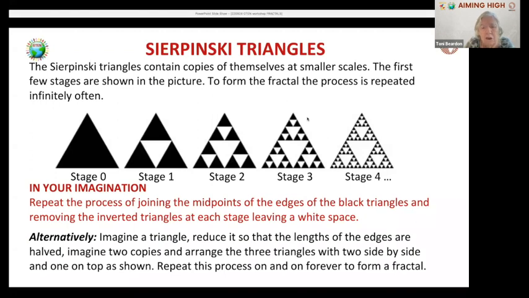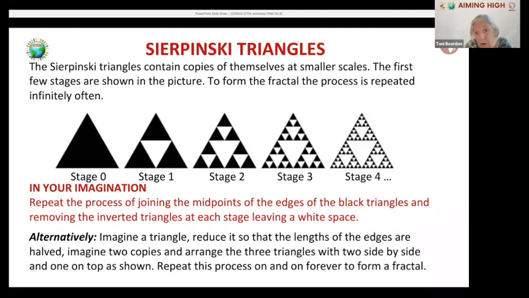Or you can do this, which is effectively what happens in a lot of these mathematical processes. When you do the zooming in, this is what you see. You imagine a triangle, you reduce it so that the lengths of the edges are halved. So if you look from stage zero to stage one there, the black triangles' edge lengths are a half. And then you imagine two more copies and arrange the three triangles with two side by side and one on top. So if you take stage one, you reduce it by half, making it smaller, and then you put three of them together, you make a stage two, and you can keep repeating that.